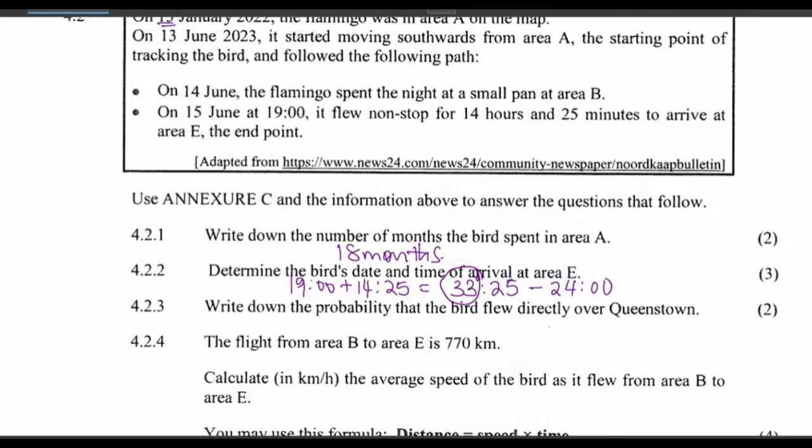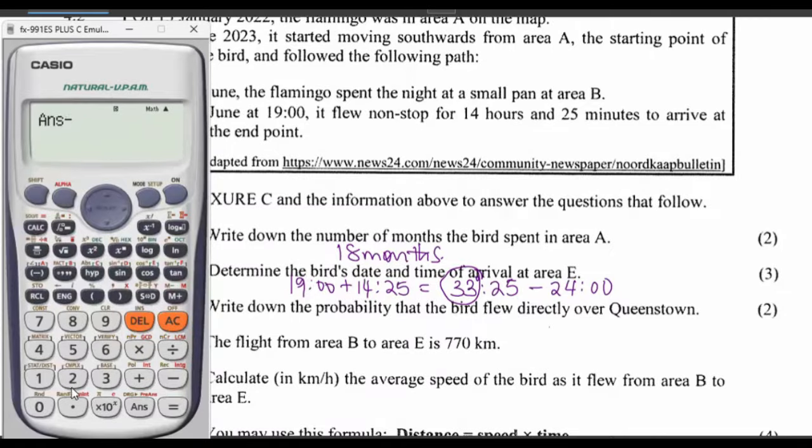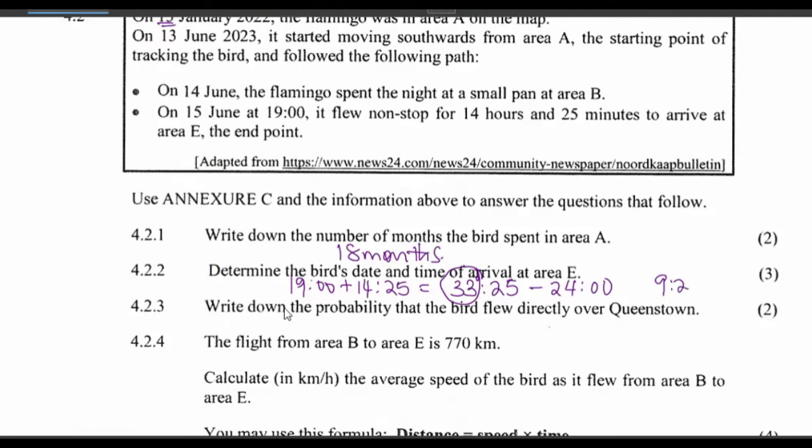So we shall come back here, subtract 24 hours. And this gives you 9:25, meaning it arrived there at 9:25. Probably this is in the morning. Okay. This is in the morning.